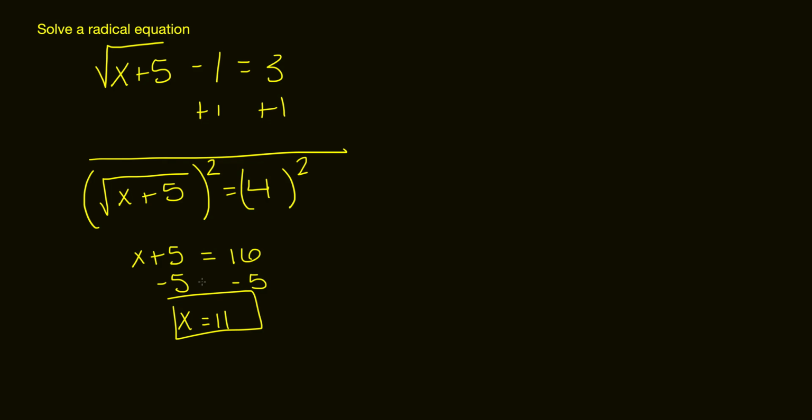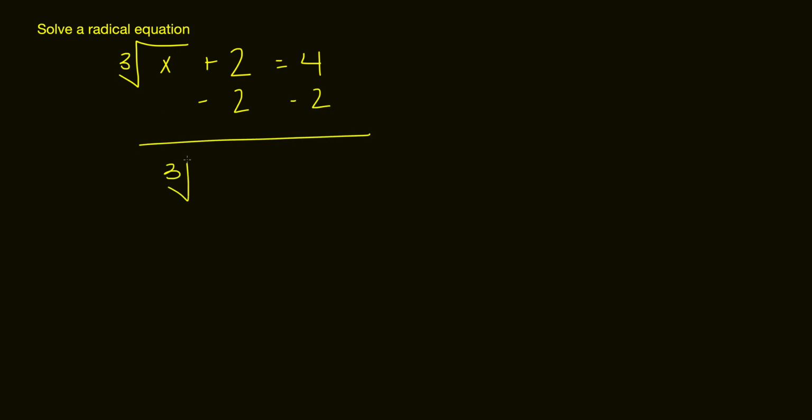Pretty straightforward. Let's try another one. Let's try the cubed root of x plus 2, and this is going to be equal to the value of 4. Again, isolate my radical, so I'm going to subtract 2 from each side. I now have the cubed root of x equals 2.